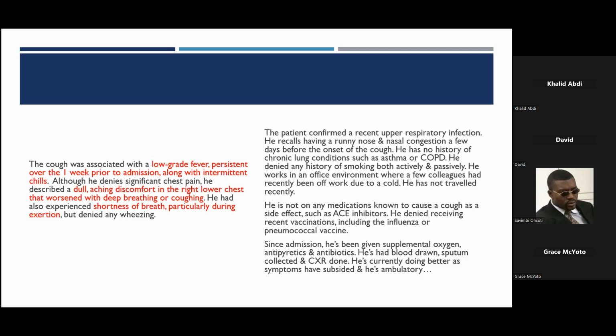The cough was associated with a low-grade fever persistent over the 1 week prior to admission, along with intermittent chills. Although he denies significant chest pain, he described a dull, aching discomfort in the right lower chest that worsened with deep breathing or coughing. He had also experienced shortness of breath, particularly during exertion, but denied any wheezing.